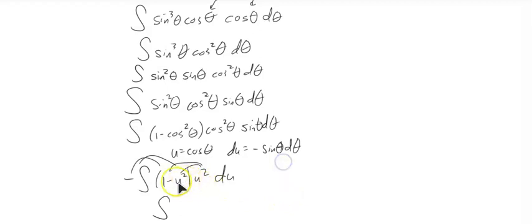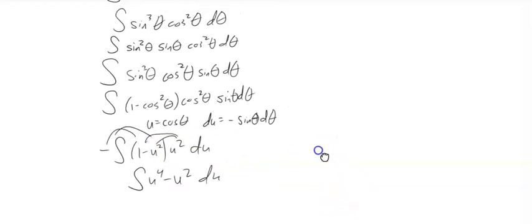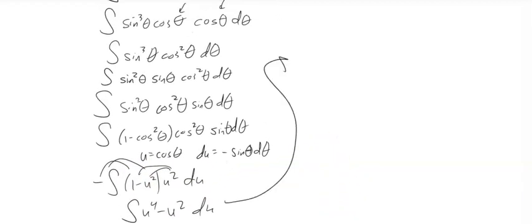So notice that this u squared becomes negative, so I'm going to say minus u squared. This u to the fourth becomes positive. So u to the fourth minus u squared du. And that's one that I can thoroughly enjoy doing: 1/5 u to the fifth minus 1/3 u cubed. And remember, that's plus a constant.